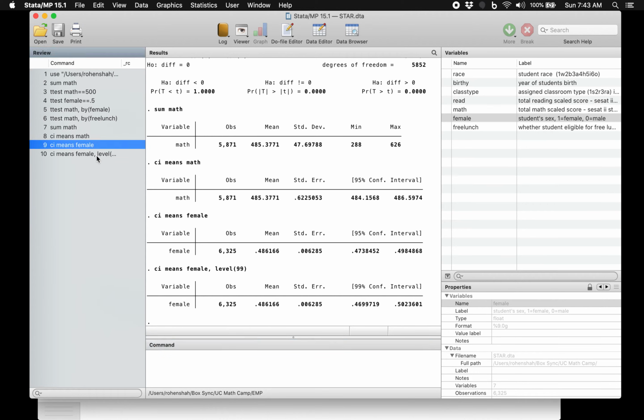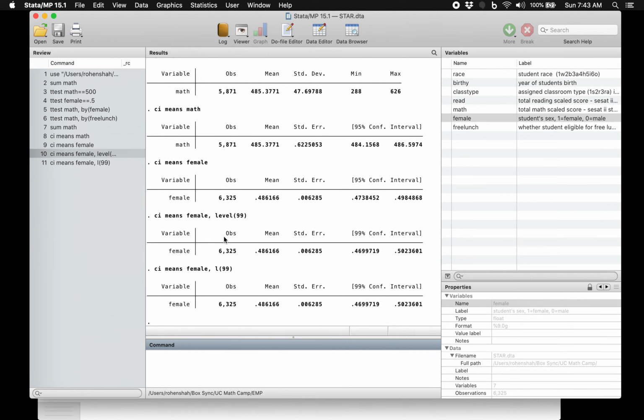By the way, you don't actually have to type in the full level. You could actually just type L. Oh, and it's going to give you the same thing. And that's because Stata has these built-in shortcuts.